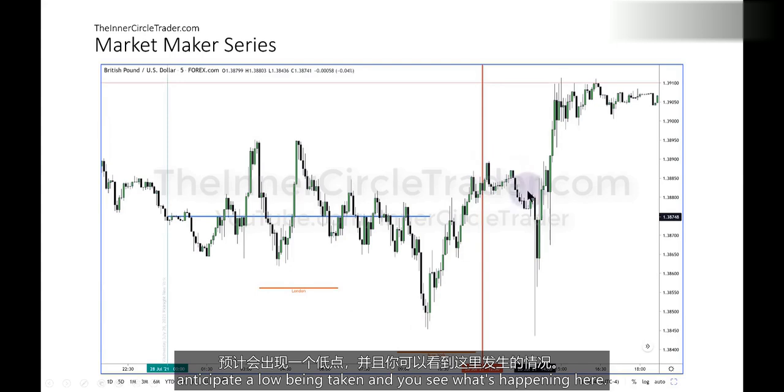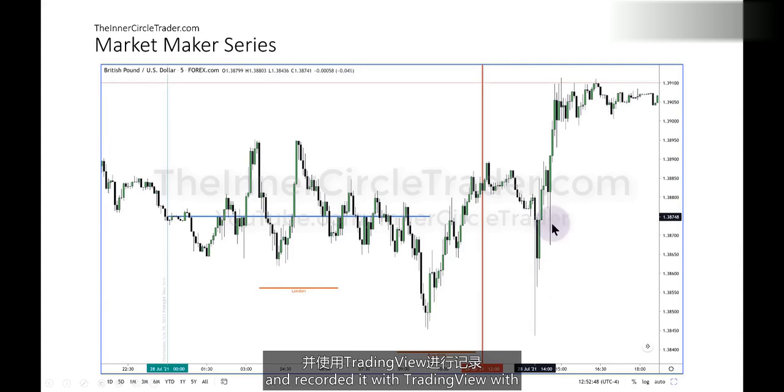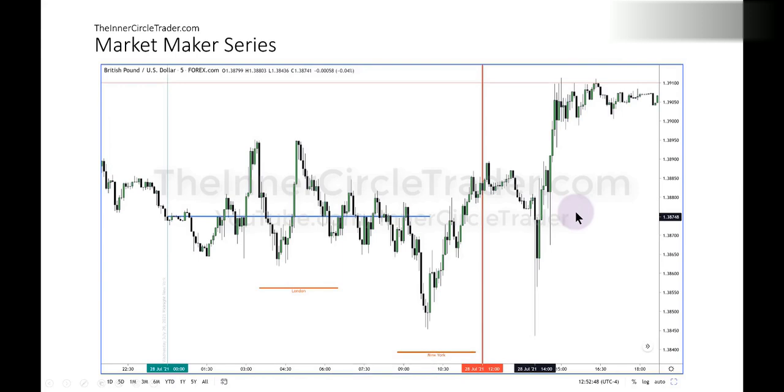And you see what's happening here. You run down, the algorithm cleans that low out, then it goes higher. And you've seen me do the entry right in here, and you watched me take a trade and recorded it with TradingView with that idea after it took the low out. I felt confident trading it and attacking that buy side liquidity pool at 139.10.